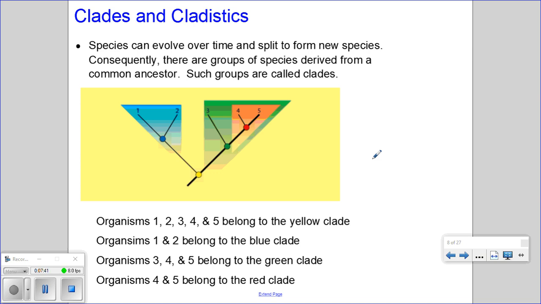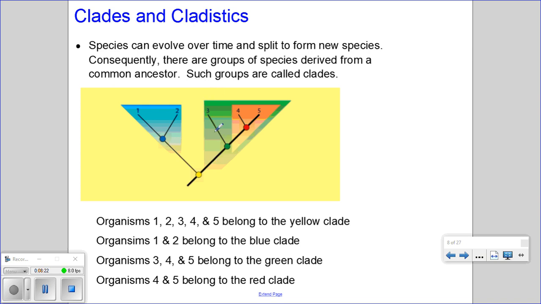Now, clades can be big or clades can be small. So in this particular example that examines this cladogram, we have species 1, 2, 3, 4, and 5 on this tree diagram. As a whole, species 1, 2, 3, 4, and 5 all share an originating common ancestor, and so they would belong to one large clade. However, if you look at species 1 and 2, they share a common ancestor, and so species 1 and 2 would belong to their own clade.